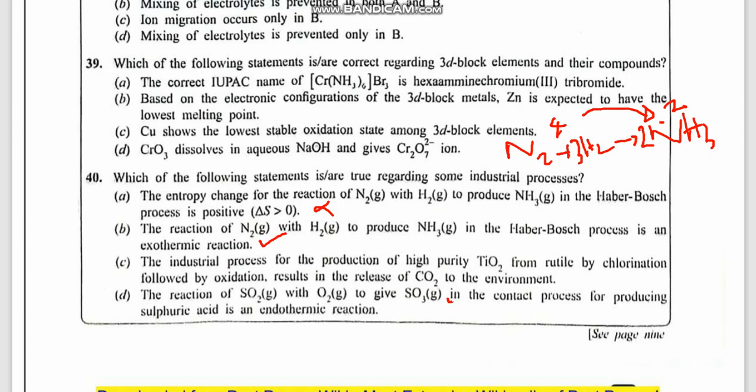Industrial process. The industrial process for the production of high purity titanium dioxide from rutile by chlorination followed by oxidation releases carbon dioxide to the environment. So these are all totally theory questions. If you have read the industrial part, you can easily answer them. The reaction of SO2 with O2 to give SO3 in the contact process is an endothermic reaction. No, it is exothermic as far as I remember. Yes, it is exothermic, releasing a high amount of energy. Therefore B and C are correct, answer number 2.